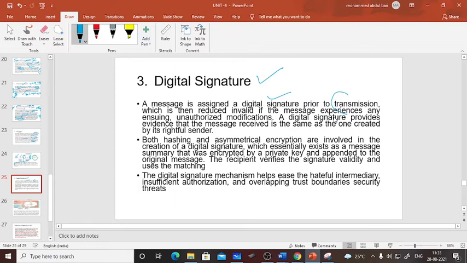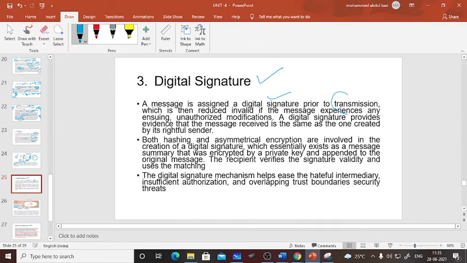The message is said to be invalid when it is received with some unauthorized modification. A digital signature provides evidence that the message is received in the same way it was created by the rightful sender. What do you mean by that? A digital signature is added before the message is sent, and if there is any modification, you are able to tell that there is a modification in the message, and it is very harmful. The message has to be received the same way it was sent.